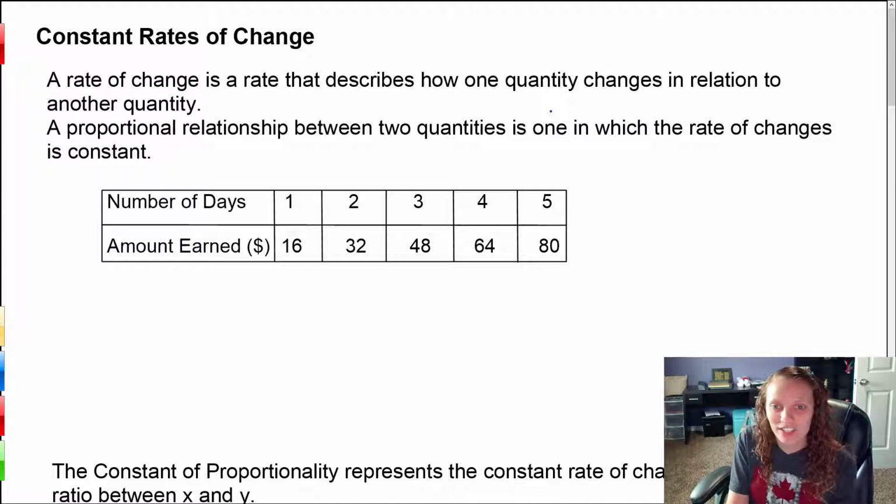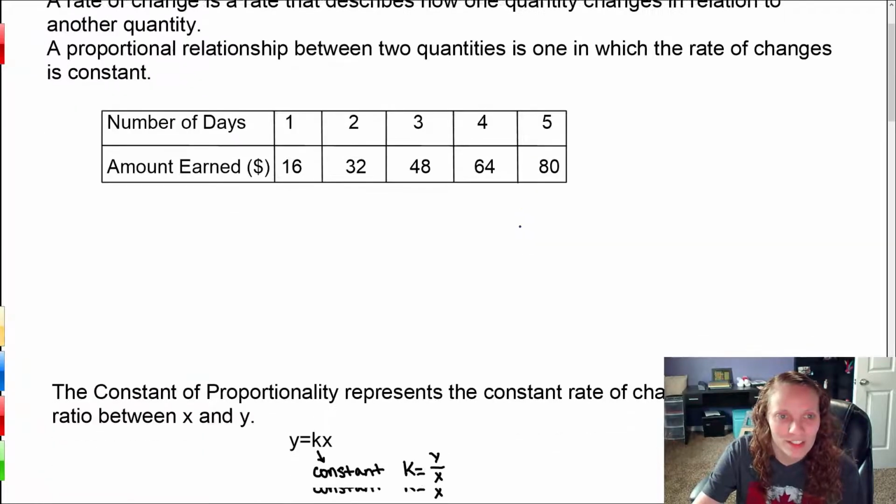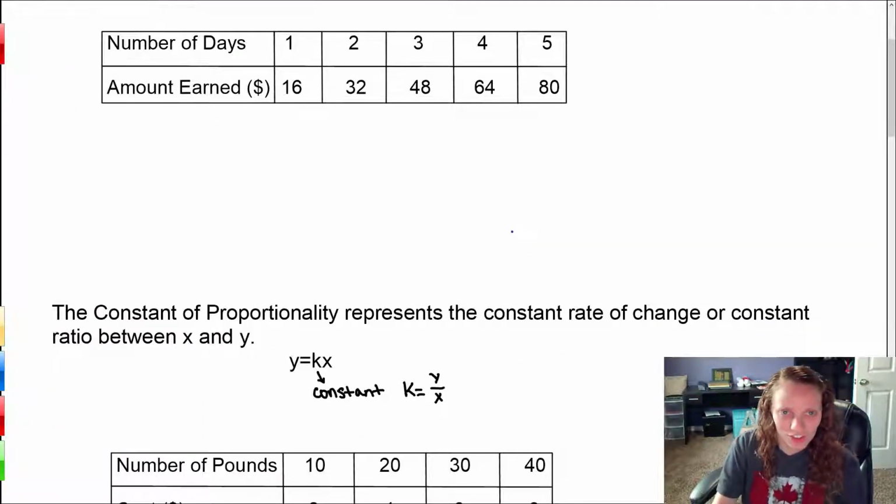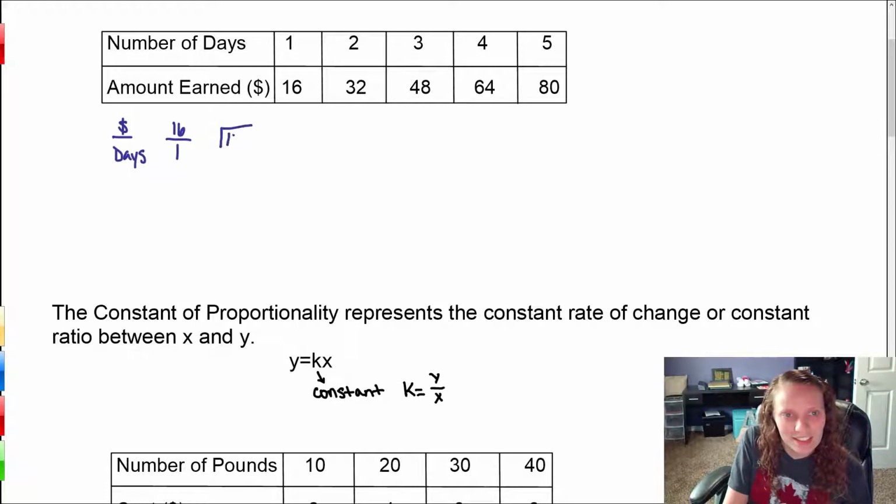So we're going to practice looking at this table and deciding, does this table have a constant rate of change? Let's look at it a little closer. We're going to take the total amount of money and put it over the number of days. If we take the first two numbers, 16 over 1, and divide 16 by 1, we would get 16. Okay, let's try the next one.